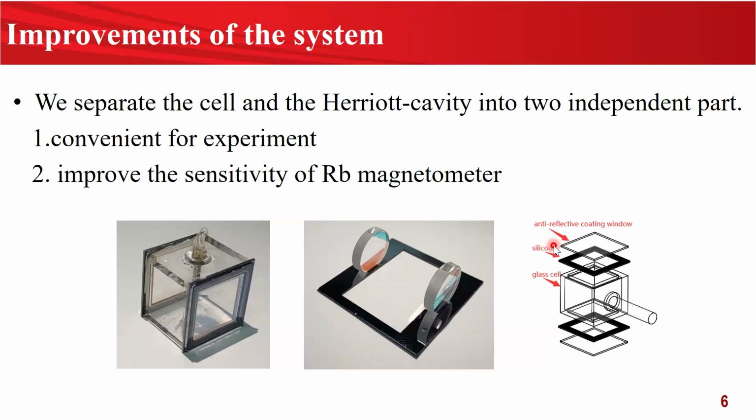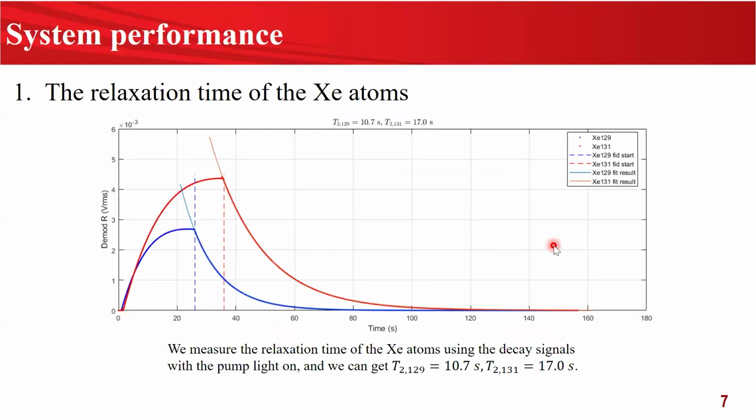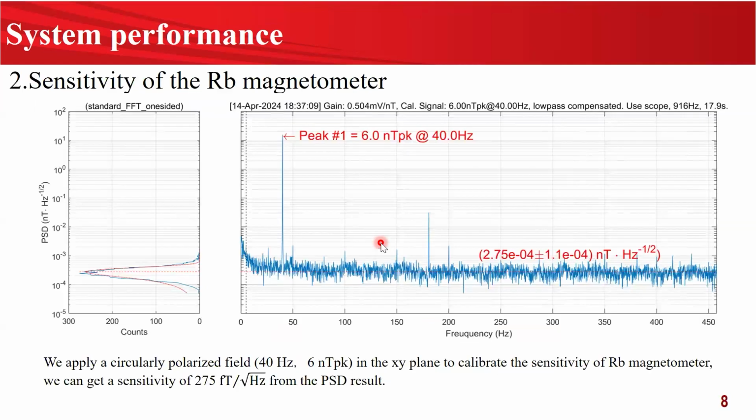So first, we measure the relaxation time of the xenon atoms using the decay signals with our pump beam on. And we can get T2 of xenon 129 is 10.7 seconds, and T2 of xenon 131 is 70 seconds. And the sensitivity of the rubidium magnetometer is also improved, which can reach a sensitivity of around 300 femtotesla per square root hertz, as shown in the picture.